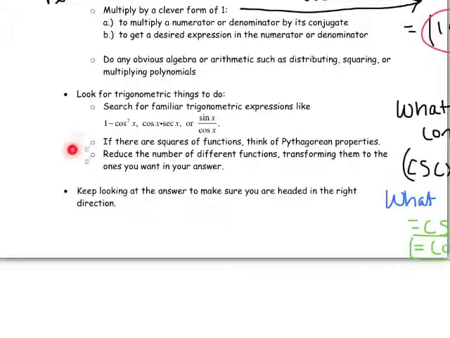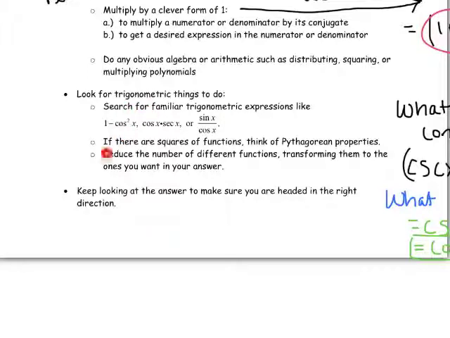I skipped these. Search for familiar trigonometric expressions such as 1 minus cosine squared. We should all say that that's familiar to us as sine squared. This is 1. Sine over cosine is tangent. So these should be familiar to you. Even if you can't say what they are right now, you should at least be able to know, hey, maybe if I look at my formula chart, I see them.